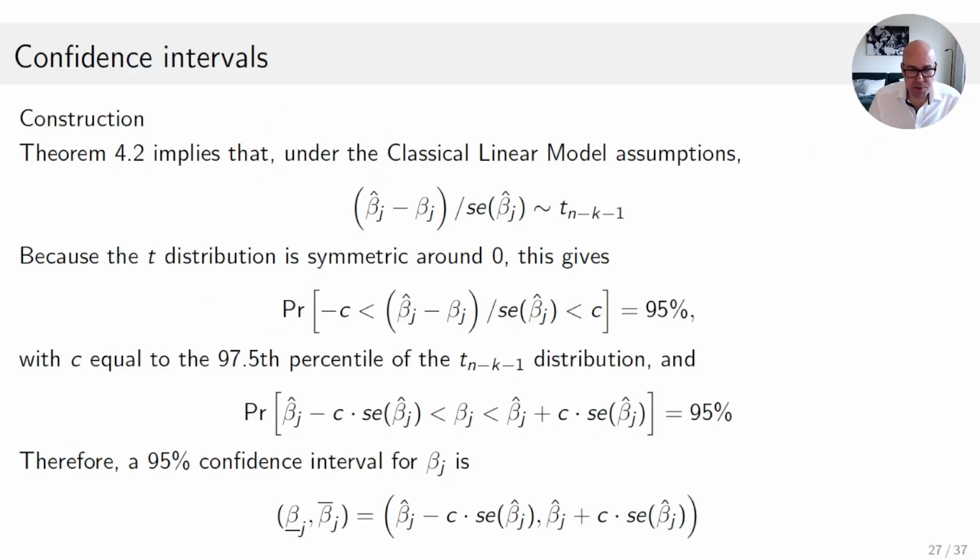So again, why is this useful? It is useful because what I'm getting here is that with a probability equal to 95%, the true parameter beta j will lie in the interval given here. Okay, so that's quite a meaningful interval.